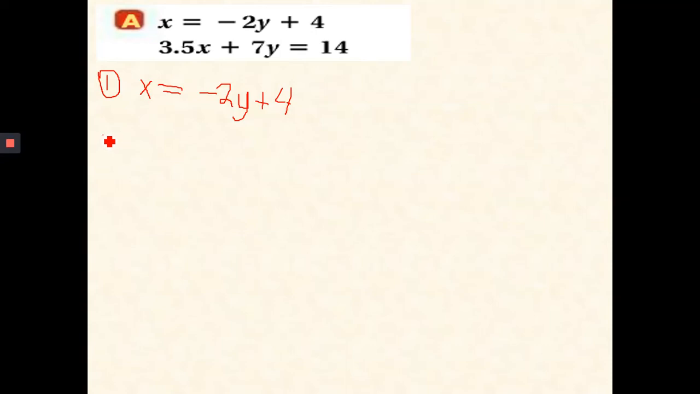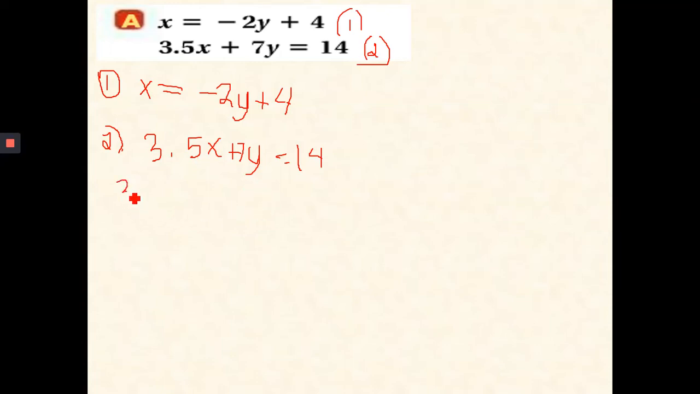Okay. Second step. In first step, we already used equation 1. Therefore, in second step, we are now going to use equation 2. So you have 3.5x plus 7y equals 14. Okay? That is the second equation. 3.5x plus 7y equals 14.